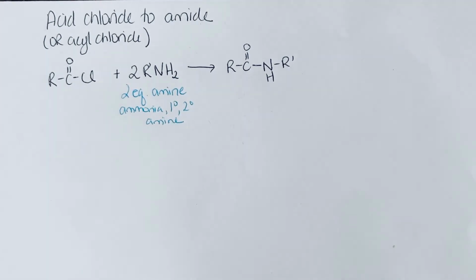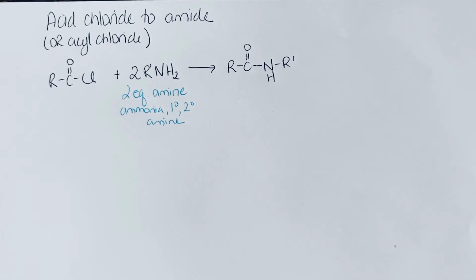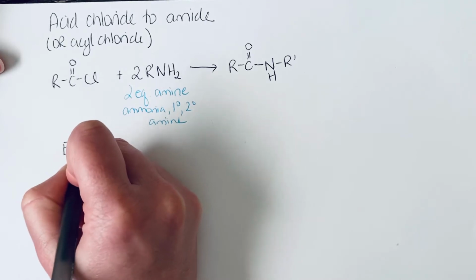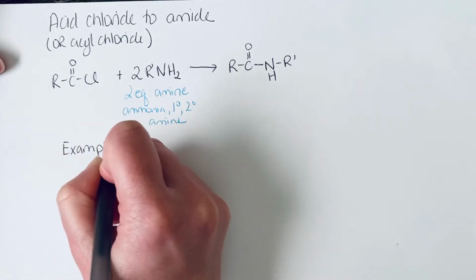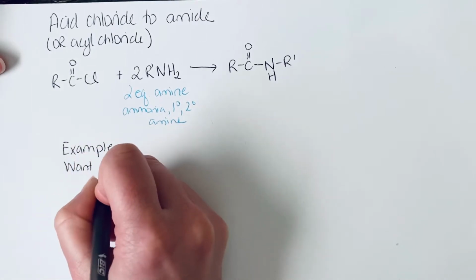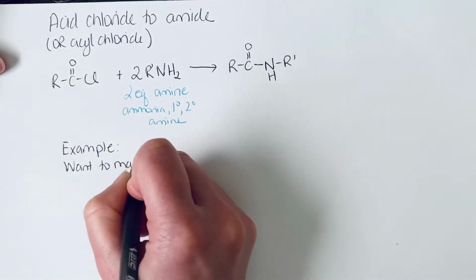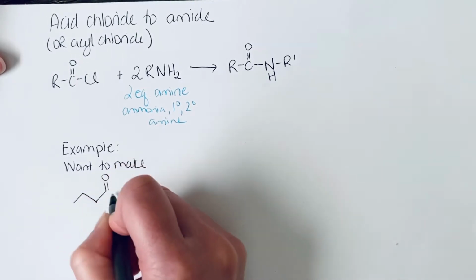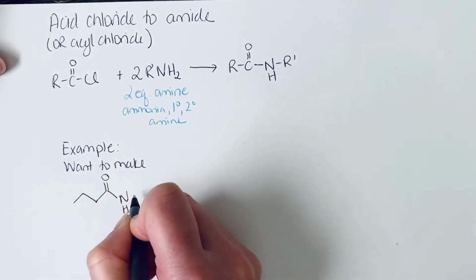So let's take a look at this overall reaction. We'll run through the mechanism and see why it is that we need two equivalents of the amine in order for this reaction to work. So let's look at an example. Let's say that we want to make the following amide. So let's just draw an amide.